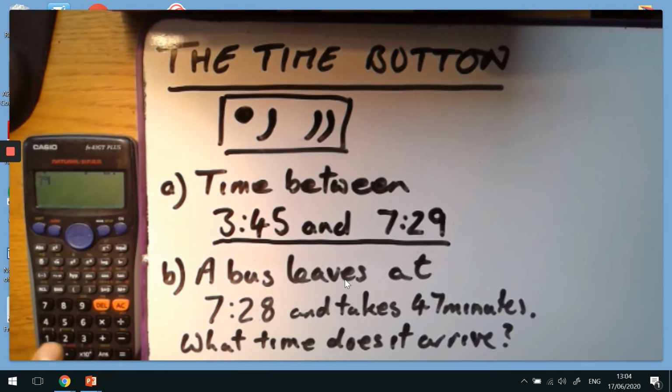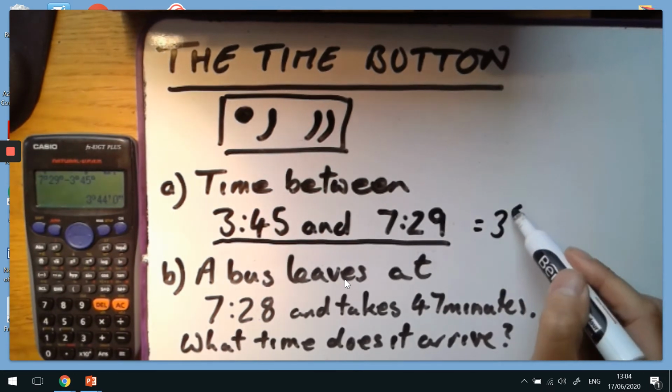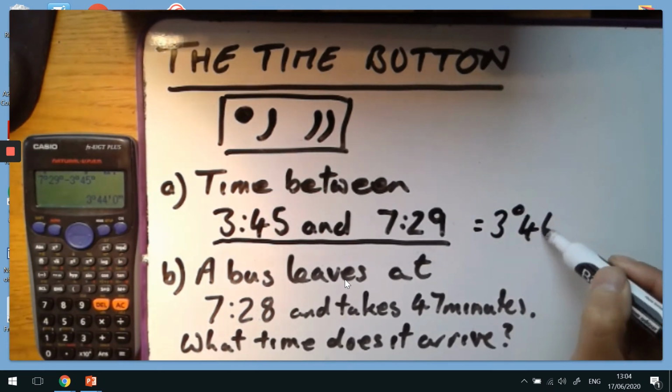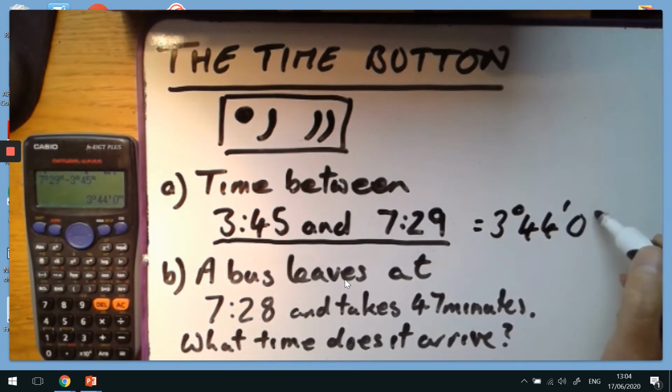So 7 hours, 29, and I'm pressing the time button again. So that's 7 time button, 29 time button, and I'm going to subtract 3:45. So I've done the minus 3 time button, 45 time button. So it says 7:29 minus 3:45, and I press equals, and it says 3 with a degree sign, 44 with a speech mark, and then 0 with a double speech mark. So the answer is 3 hours 44 minutes.